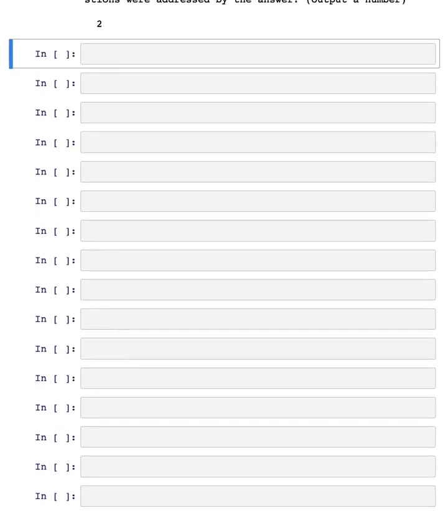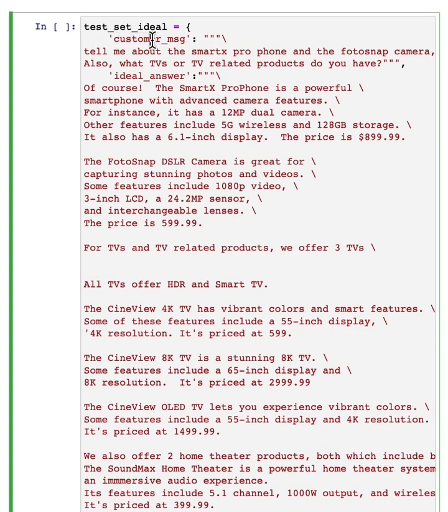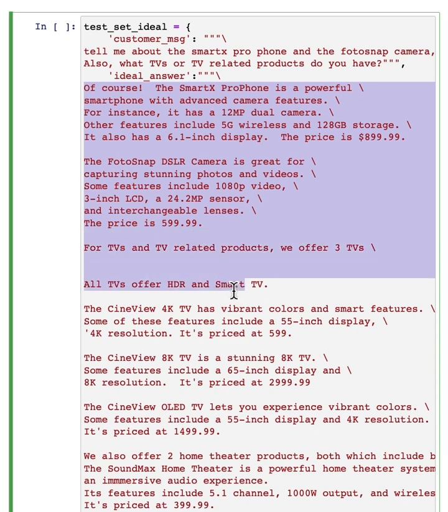There's one other design pattern that could be useful for some applications, which is if you can specify an ideal response. So here I'm going to specify a test example where the customer message is, tell me about the SmileX Pro phone and so on. And here's an ideal answer. So this is if you have an expert human customer service representative write a really good answer. The expert says this would be a great answer.